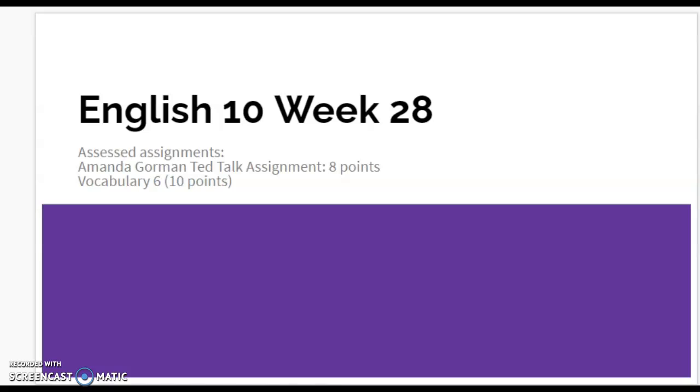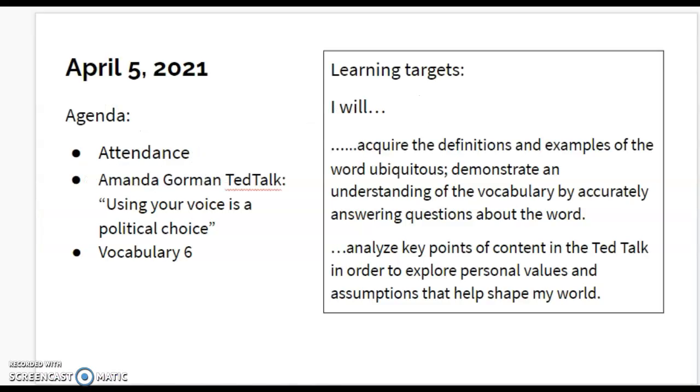Hi all, so this week we started on Monday with the Amanda Gorman TED Talk assignment and vocab 6. The Amanda Gorman TED Talk is called Using Your Voice is a Political Choice. After you've finished that and analyzed key points of content in the TED Talk in order to explore personal values and assumptions to help shape my world, you'll move on to vocab 6, and your target for that is to acquire the definitions and examples of the word ubiquitous and demonstrate an understanding of the vocab word ubiquitous by accurately answering questions about that word.